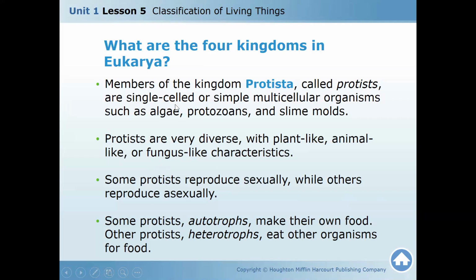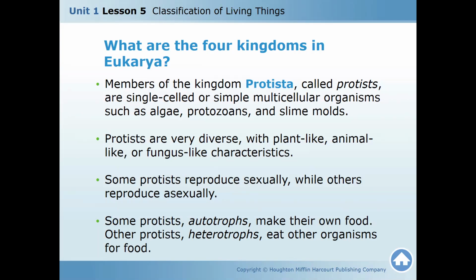What are the 4 kingdoms in eukarya? Members of the kingdom Protista, called protists, are single-celled or simple multicellular organisms such as algae, protozoan, and slime molds. Protists are very diverse. You see a protist, maybe you will say, no, this is not a protist, this is a plant. It looks like a plant, some of the protists.